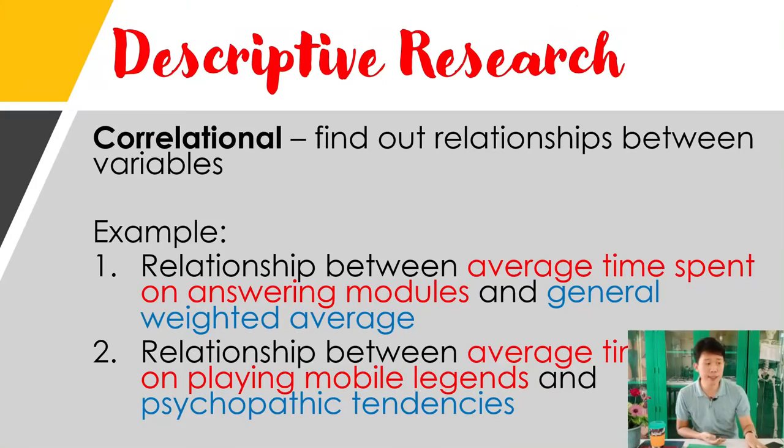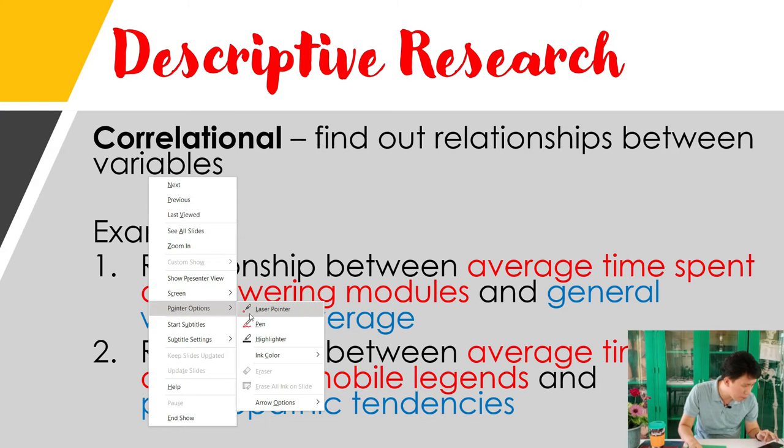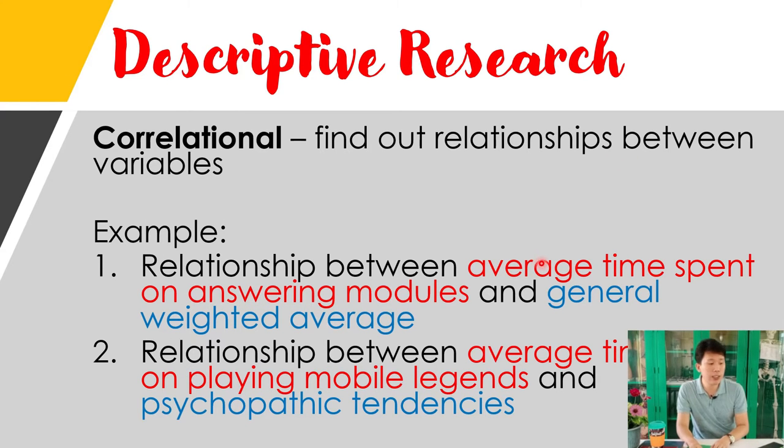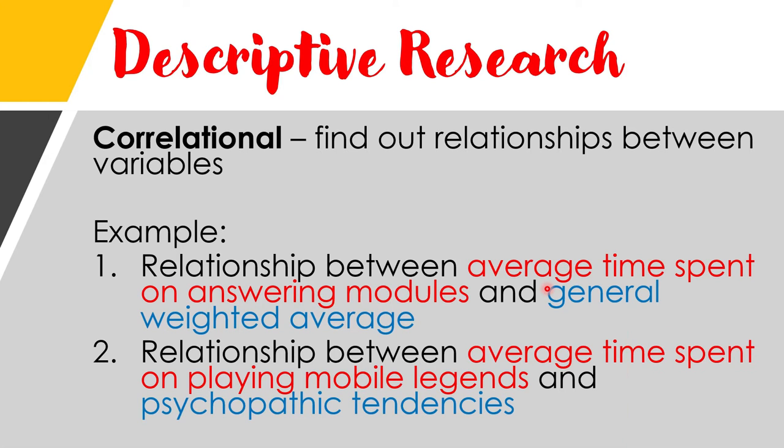So what are examples of correlational research studies? One example is the relationship between average time spent on answering modules and general weighted average. You can see in the slides that some words are in red and some in blue, because these are the variables you want to find a relationship between. We want to know if, as the time spent answering modules increases, your grade also increases, or the opposite, it decreases.